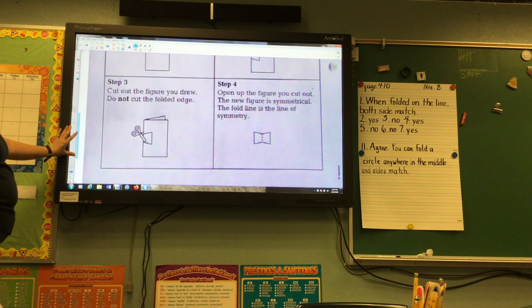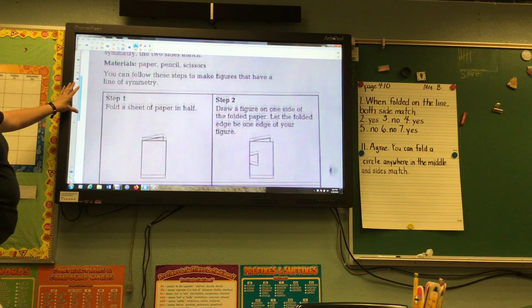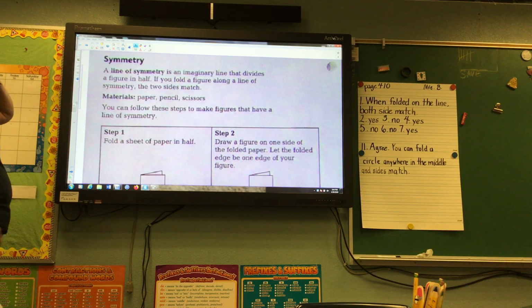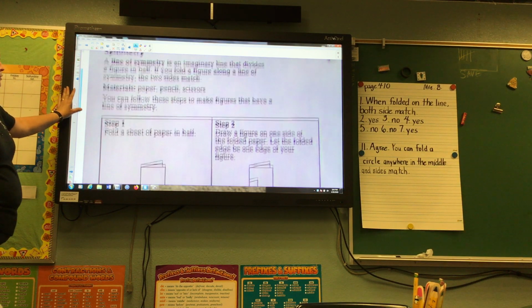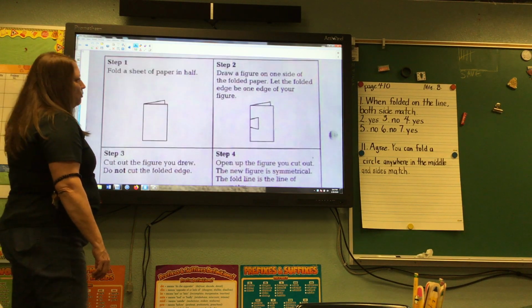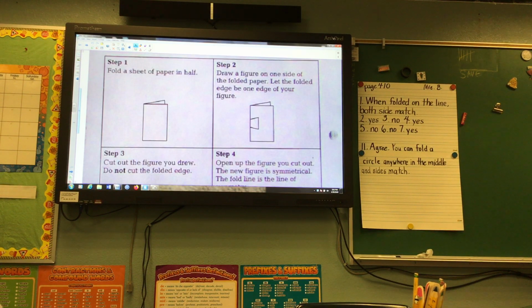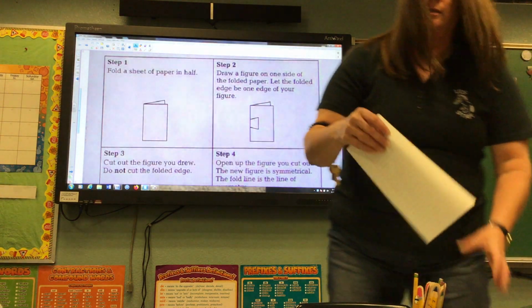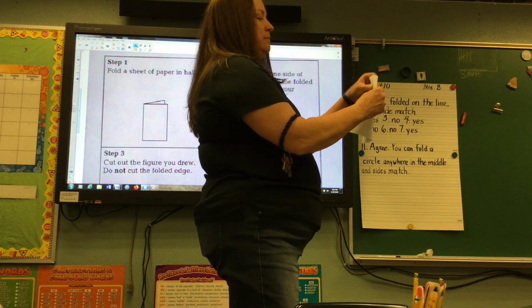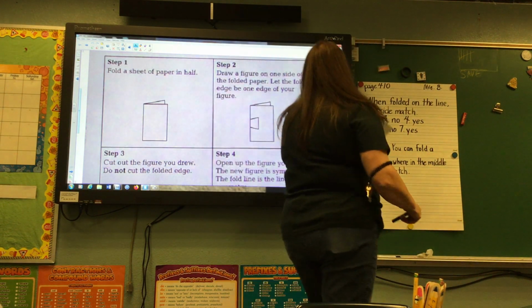Let's see. You can try this if you like at home, if you have a piece of paper and scissors. It's asking you to follow the steps to make figures that have a line of symmetry. You can take a clean sheet of paper and fold it in half, and where the fold is, the folded edge should be one edge of your figure.